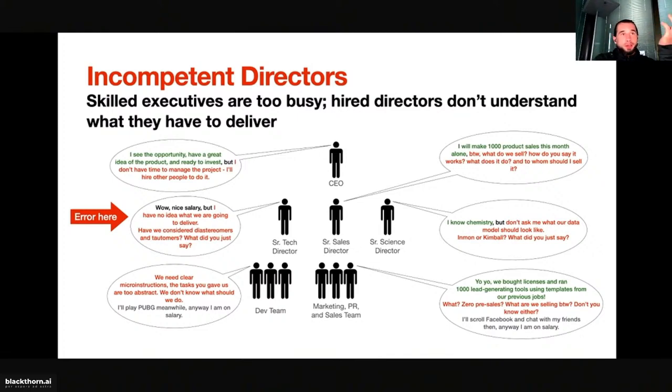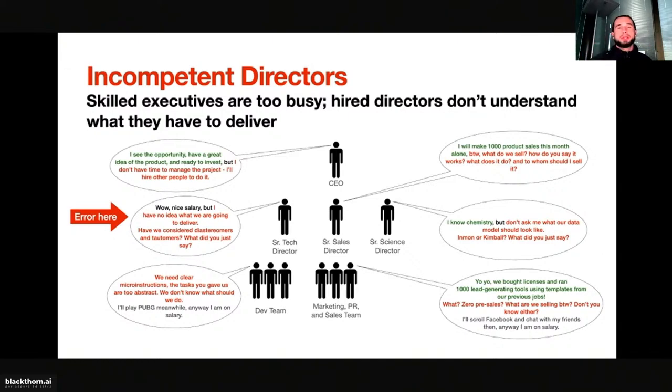Then the technical director, as a result of the communication with the science director, came out with no idea of what he is going to deliver, right? He got a lot of information like, okay, we have to take into account diastereomers and tautomers, but what is that? He has no bare understanding. While these words are very familiar to science directors, this is some abracadabra for the technical director, and it remains such. So they had a conversation.